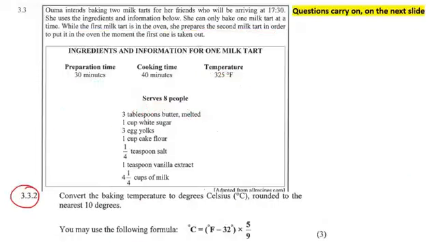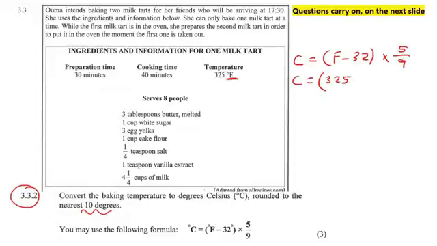So here's the next part. It says convert the baking temperature to degrees Celsius. Okay, because here we've got the baking temperature, but it's in Fahrenheit. So they want us to convert the baking temperature to degrees, rounded to the nearest 10 degrees, and you can use the following formula. Okay, so it says that C, or Celsius, is equal to Fahrenheit minus 32 multiplied by 5/9. So you're just going to put the Fahrenheit temperature in over there, and then just type it on the calculator, just like that.